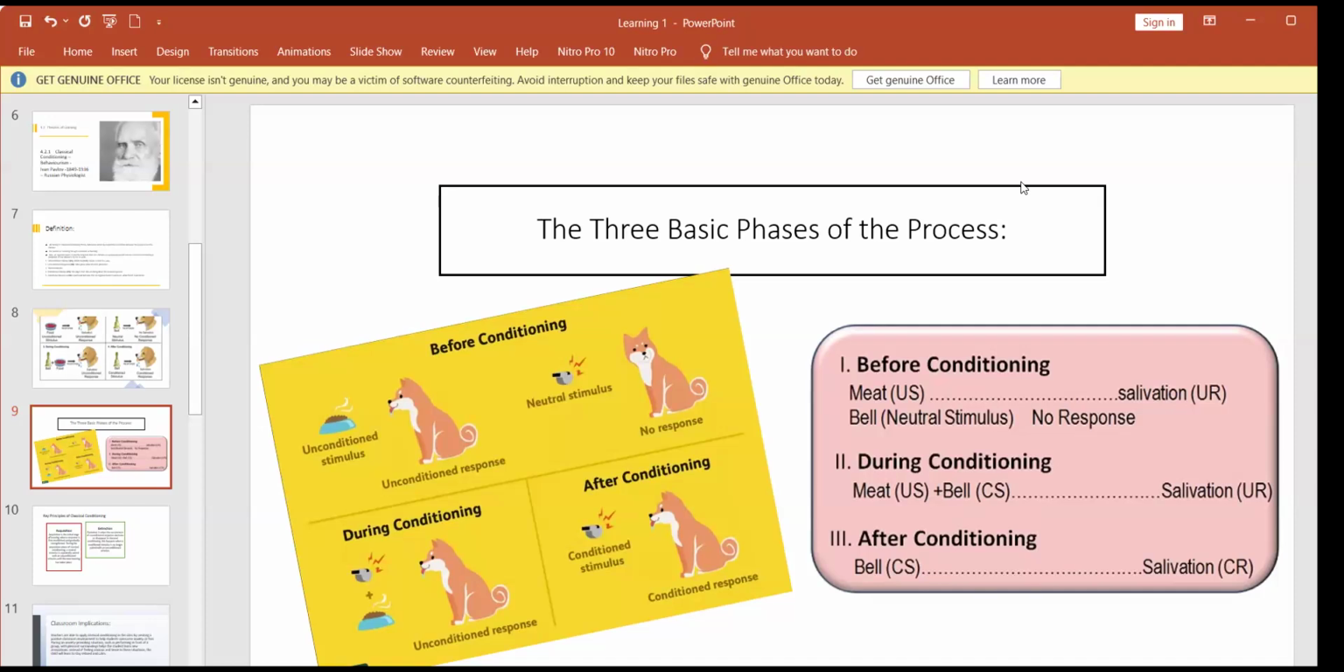But you have to be mindful about the extinction after some time. It might gradually disappear. You have to stop that. You have a solution in B.F. Skinner's operant conditioning. We'll discuss it next time. Got it?